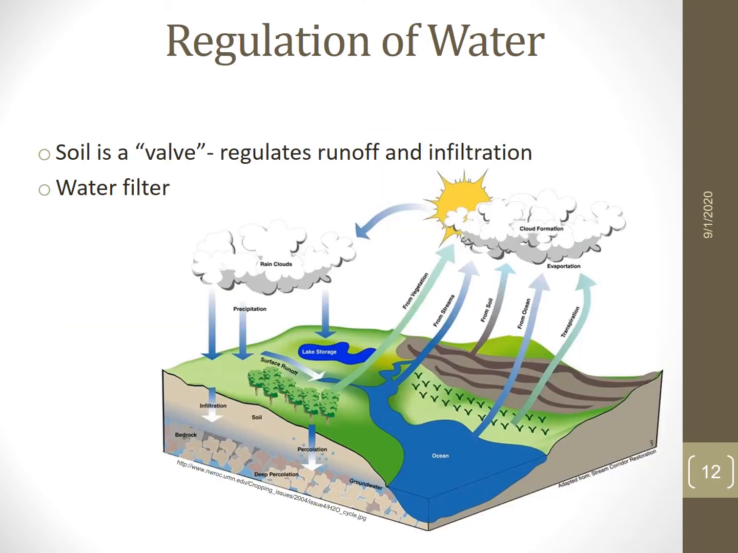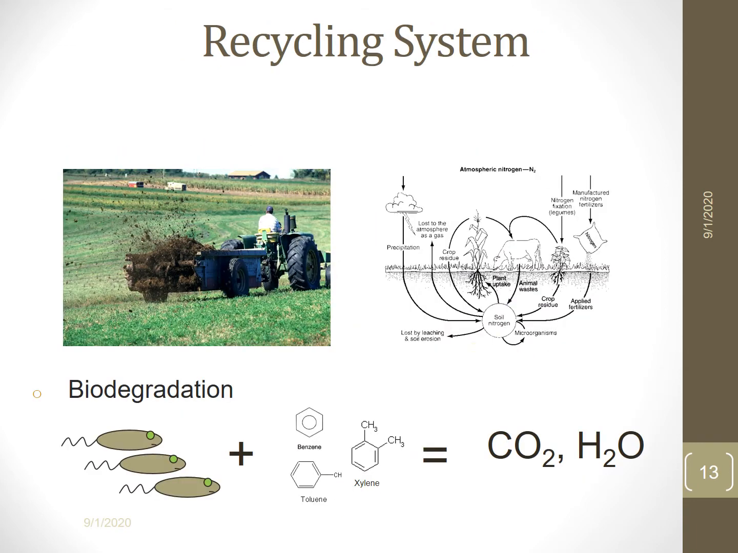The regulation of water is a huge part of soil's ecosystem purposes. So soil is basically a valve that regulates runoff and infiltration, and it's also acting as a water filter. Think of the pedosphere as a giant sponge that water trickles through to filter out all the bad things before it gets into groundwater, where we generally pump it out for our general uses, or where it seeps out into streams and lakes and rivers and other surface water reservoirs.